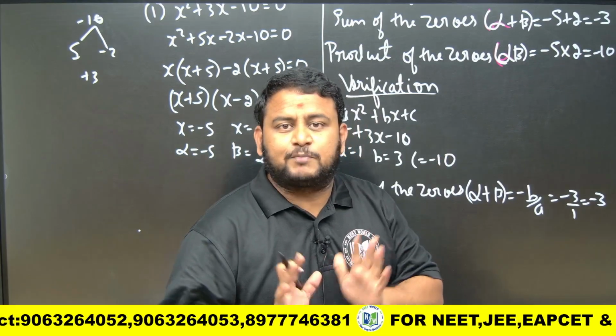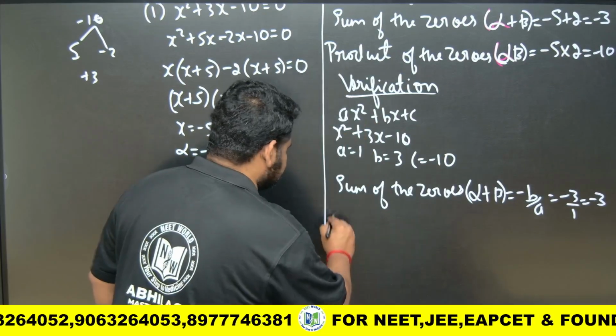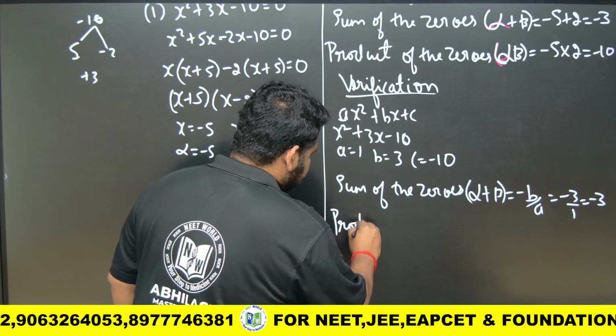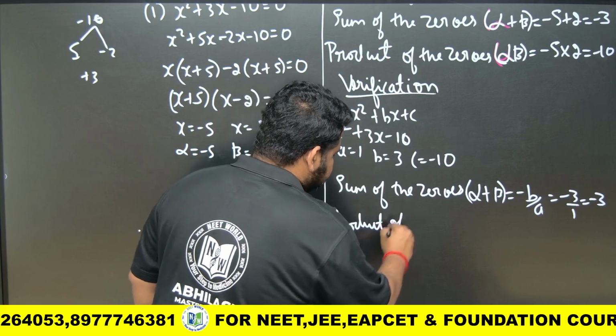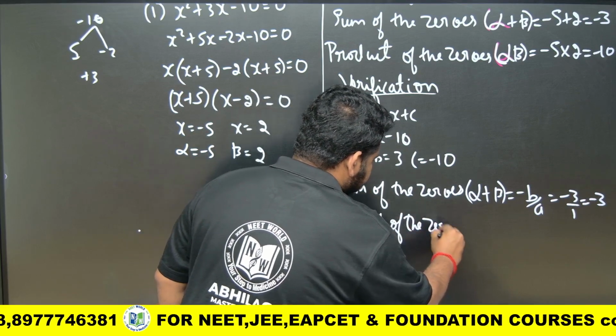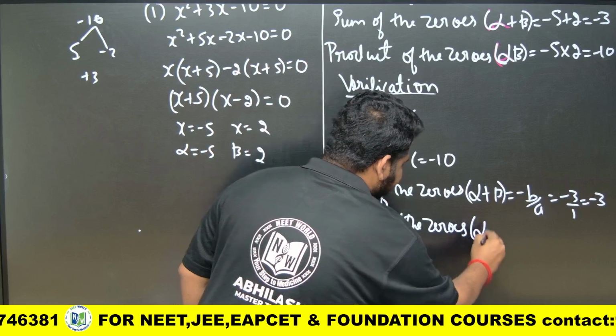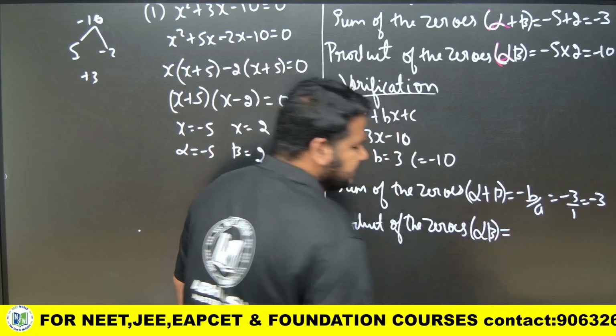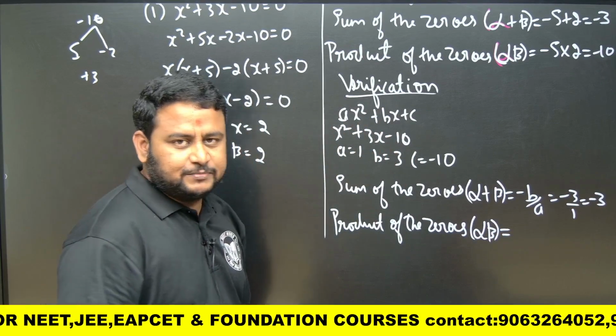Now let us look at the product of the zeros. Product of the zeros is alpha into beta. Alpha into beta is c by a.